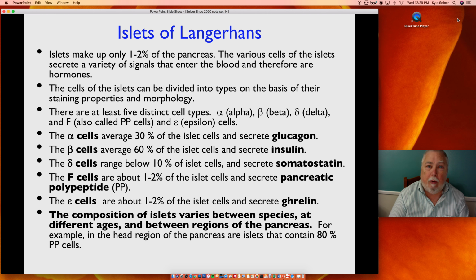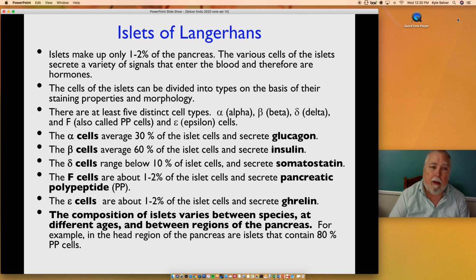The islets, on the other hand, are what we're interested in here. They're going to be the endocrine portion of the pancreas. Even though they only take up 1 to 2% of it, they regulate your metabolism to a huge extent. The various cells of the islet secrete a variety of signals that are going to enter the blood, and therefore they're truly hormones. The cells of the islets can be divided into types based on their staining properties and their morphology.